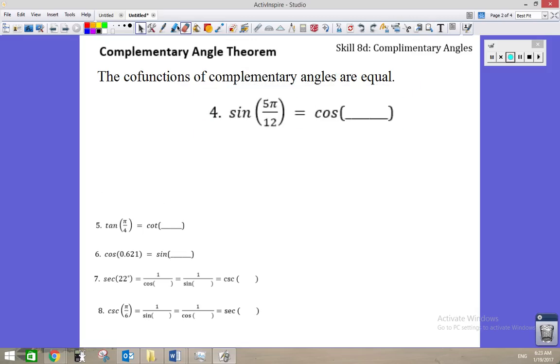So now this one I don't have memorized. When I have pi over 2 minus 5 pi over 12, I need a common denominator. See, that's 90 minus this. That's how I'm finding complementary angles. I need a denominator of 12. And so now 6 minus 5, this is pi over 12. So the sine of 5 pi over 12 is equivalent to the cosine of pi over 12. Sine and cosine are cofunctions. 5 pi over 12 and pi over 12 are complementary angles.